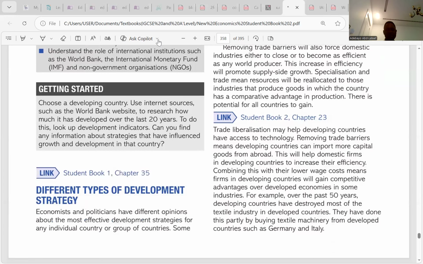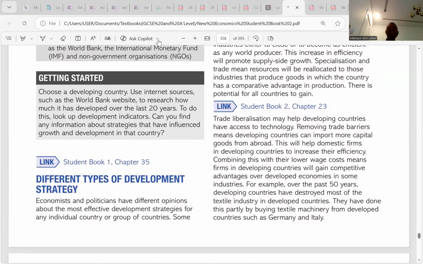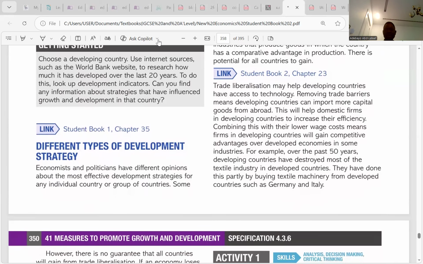And going further, they said trade liberalization may help developing countries have access to technology. Removing trade barriers means developing countries can import more capital goods from abroad. This will help domestic firms in developing countries to increase their efficiency.